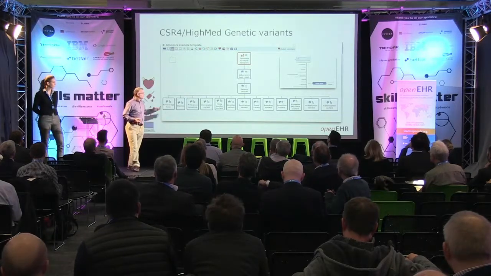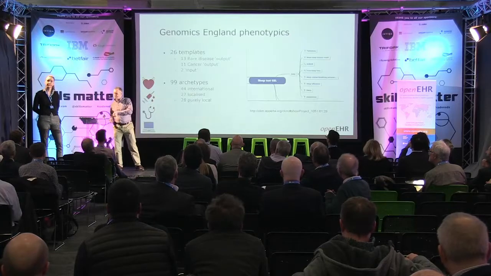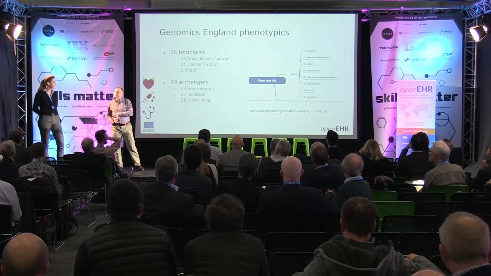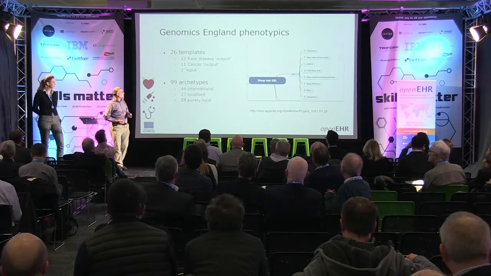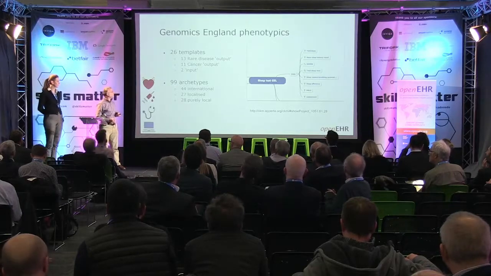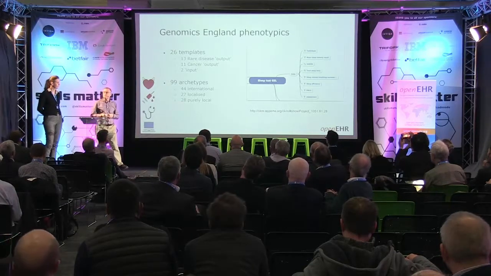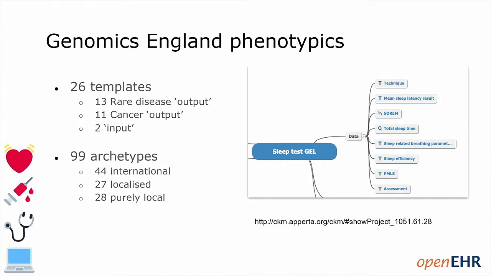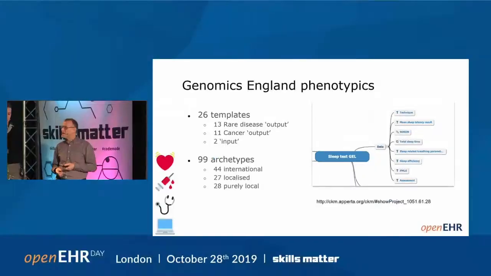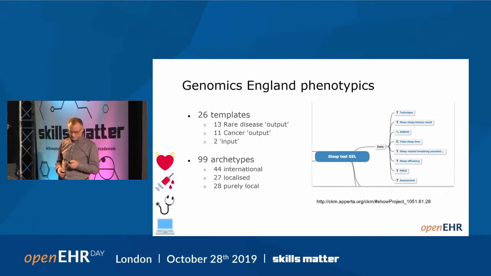So here was what we ended up with: 26 templates, 13 for rare diseases, 11 for cancer, and 2 were administrative things. 99 archetypes, 44 of which were international, 22 we localized, in other words, we adapted them to fit local circumstances, and then we had 28 purely new ones. I would say about half of these would actually go back up into the international space.